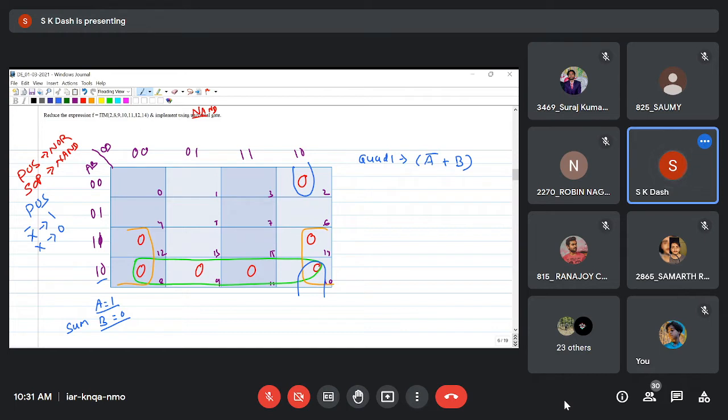Next, quad 2. In quad 2, what is common? In the AB side, it is common: 1, 1, 1, 0. So A equal to 1 is common.